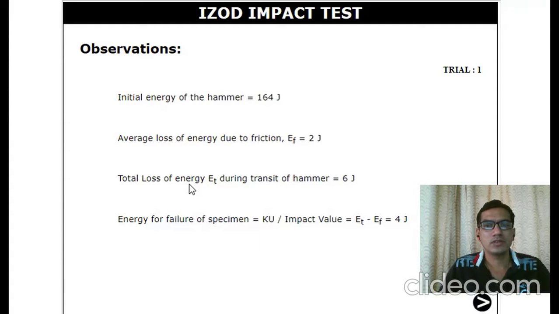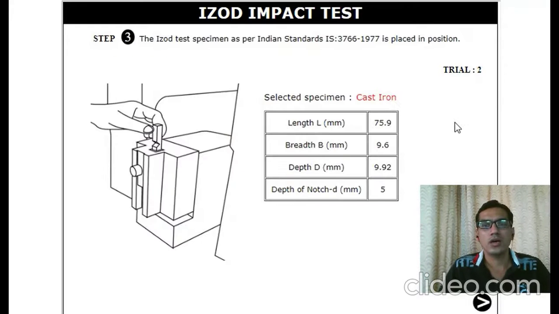So the observations of trial number 1: the initial energy of the hammer is 164 joule. The average loss of energy due to friction is 2 joule. The loss of energy during the transit of the hammer is 6 joule. Therefore, the energy for failure of the specimen is equal to 4 joule. So these are the observations for trial number 1. And now we will move to trial number 2.